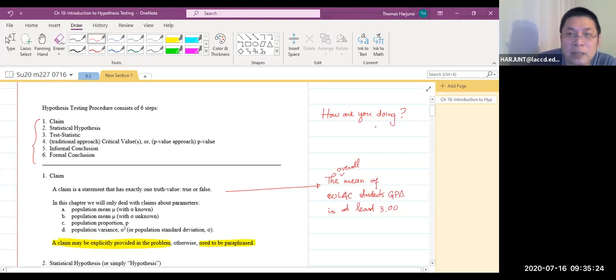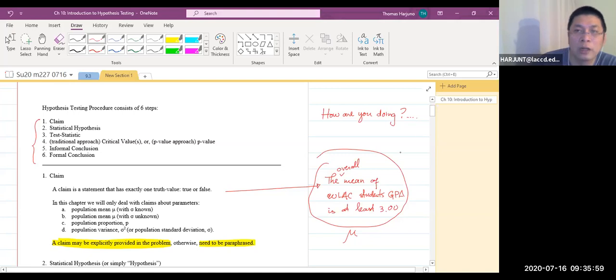Now, the answer to this question is a statement. How are you doing? I'm doing well. That's a statement. Now that's a statement that can be true or false, right? But the ones we are dealing with in this chapter are only the claims about the parameters. So in these small examples I gave you here, that's the claim about the population mean.